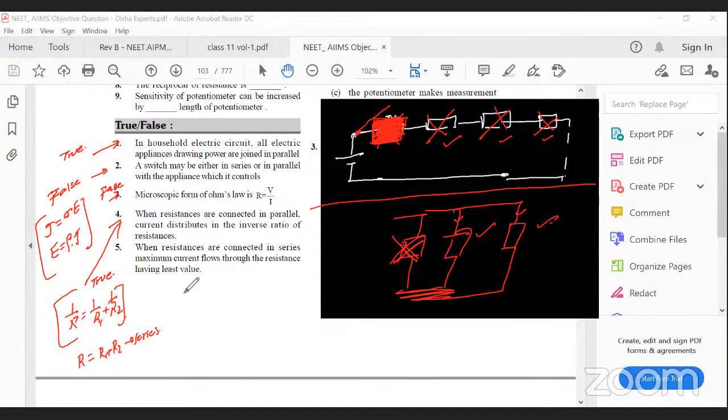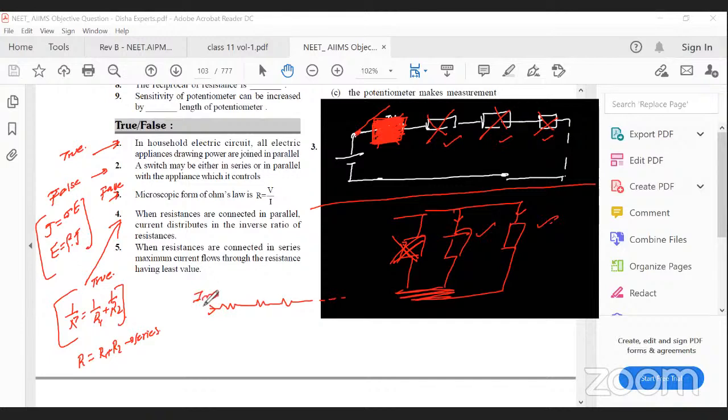Just read it. When resistances are connected in series, maximum current flows through the resistance having least value. What is it? Okay, I'll explain. When resistances are connected in series, so assume there are resistances connected in series here, okay? And maximum current. We have to relate using Ohm's law, sir. It is a simple question. Okay, so let's see. I will draw a small circuit. This is a resistance. There are n number of resistances connected in series. So maximum current is flowing through the circuit.